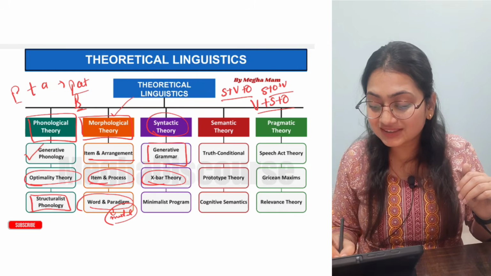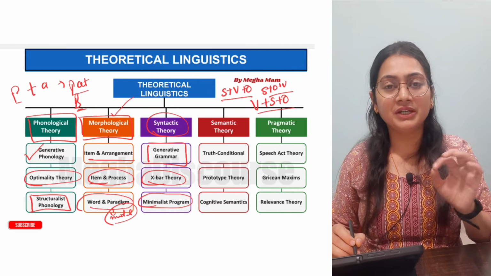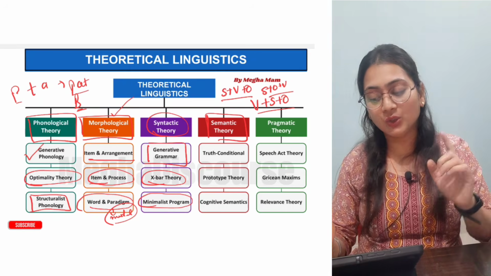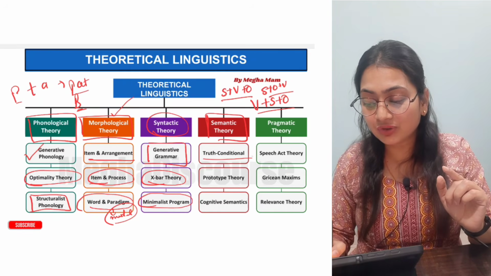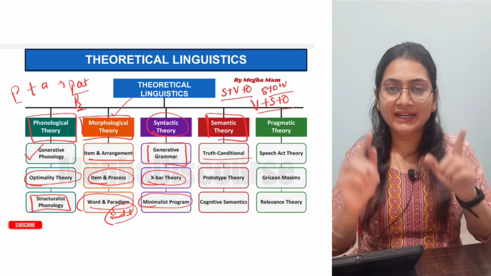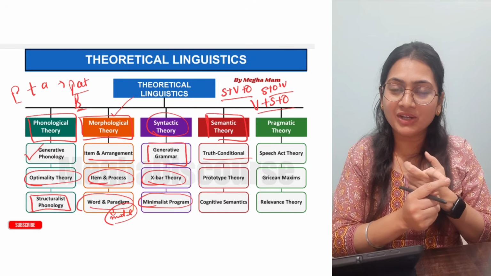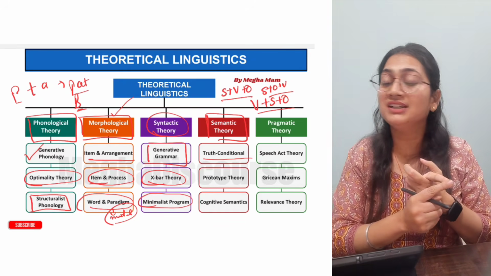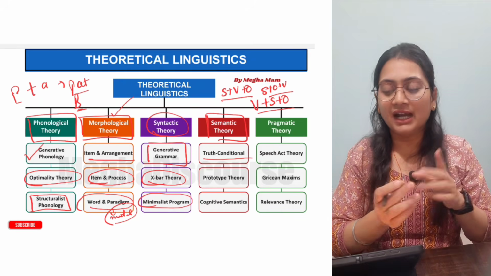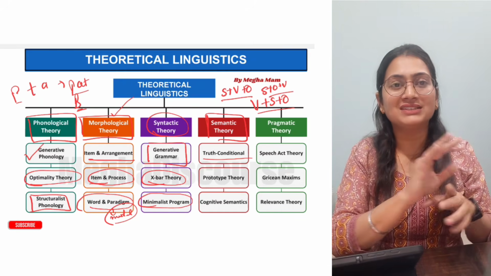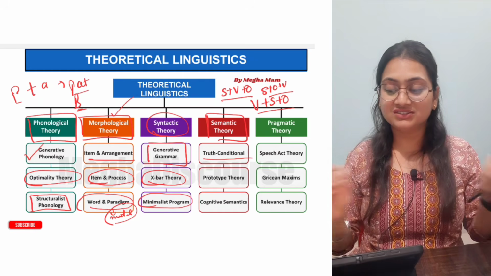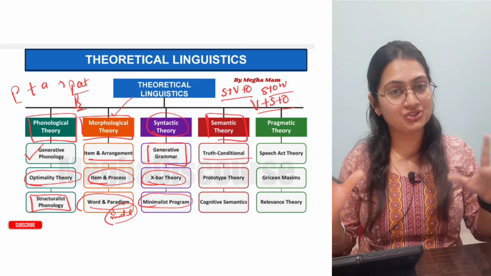Now we have the minimalist program. Minimalist means the minimal pair. Now we have semantic theory. Under semantic theory, first we have truth conditional. The sentence we have made should be right, its meaning should be right. Like if I have just arranged symbol words and said, oh, my sentence is correct, why did you cut my marks? So this is not right. It should be truth conditional.